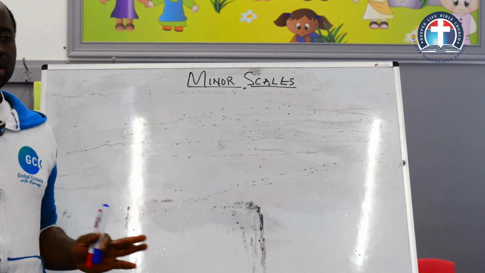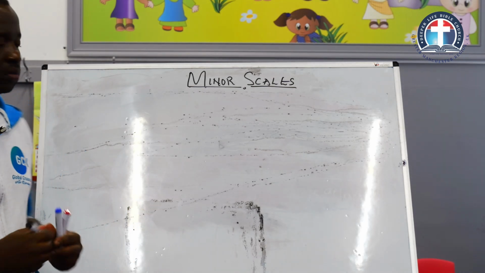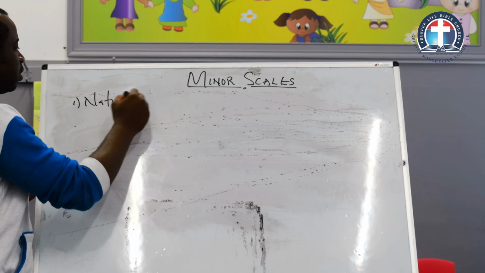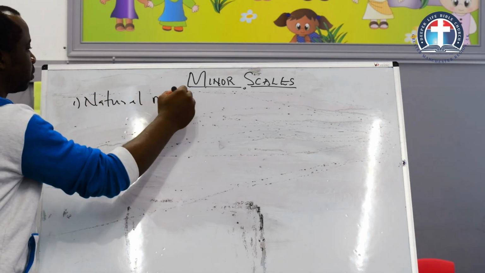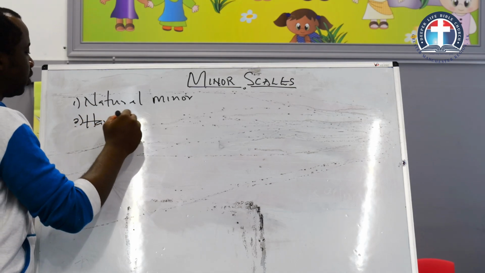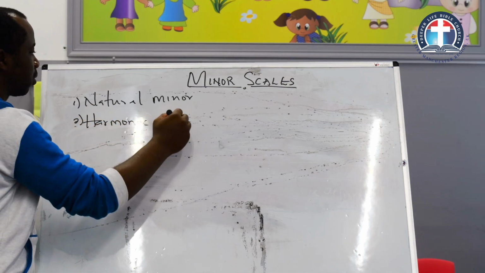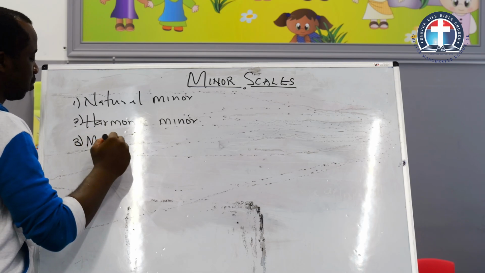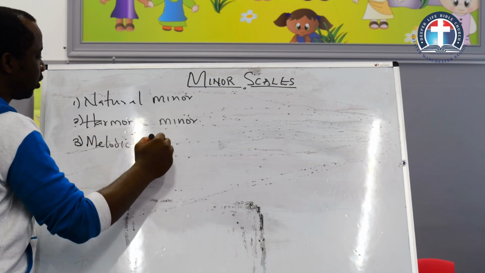Okay, generally there are three forms of minor scale: natural minor, harmonic minor, melodic minor.